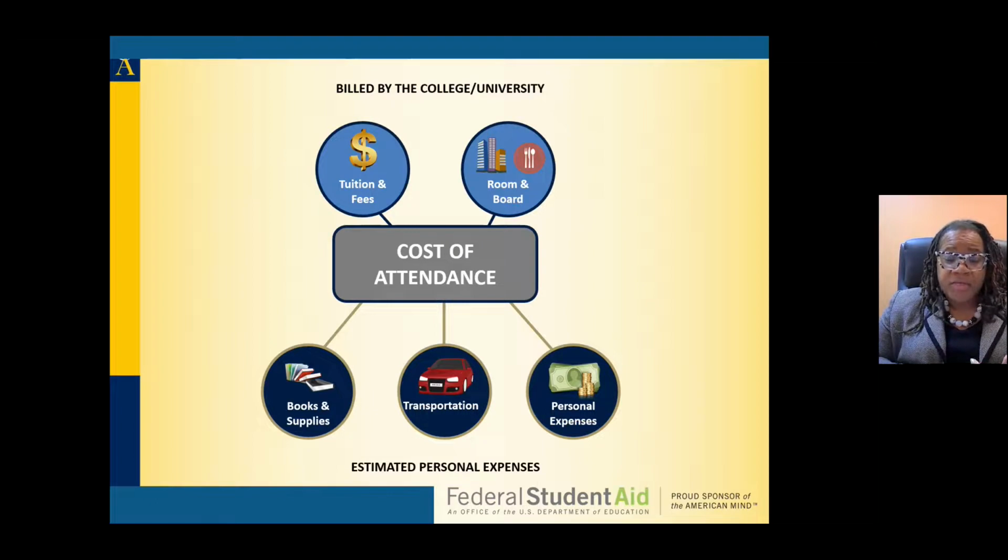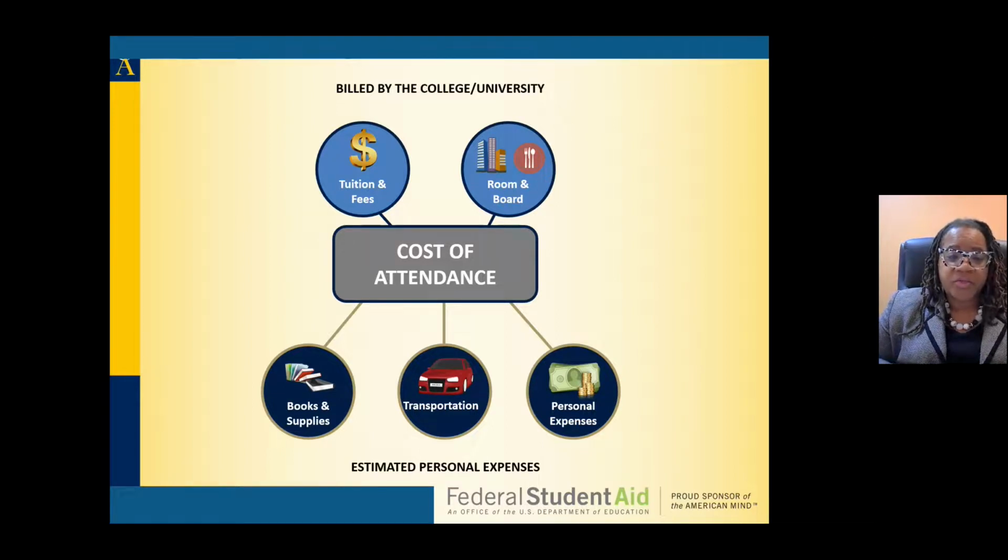Books and supplies. Your student would either have to go to the bookstore and pick those up, or many institutions or courses have online books, so your student actually gets the course code and can access that book electronically. There are ways for you to rent them as well. And then miscellaneous and personal expenses, everything else. So that is toiletries, that occasional pizza off their meal plan, things of that nature.